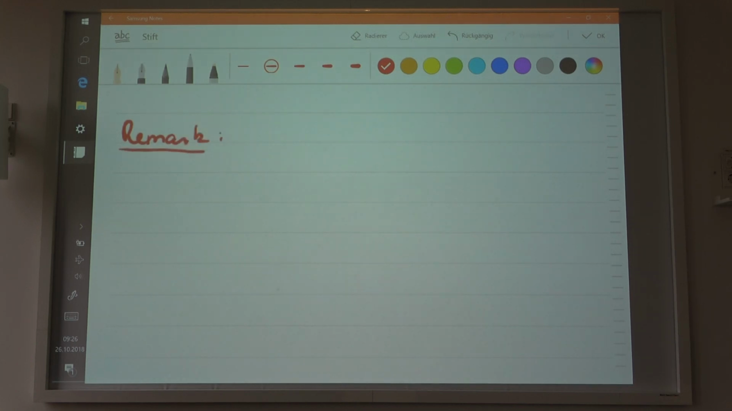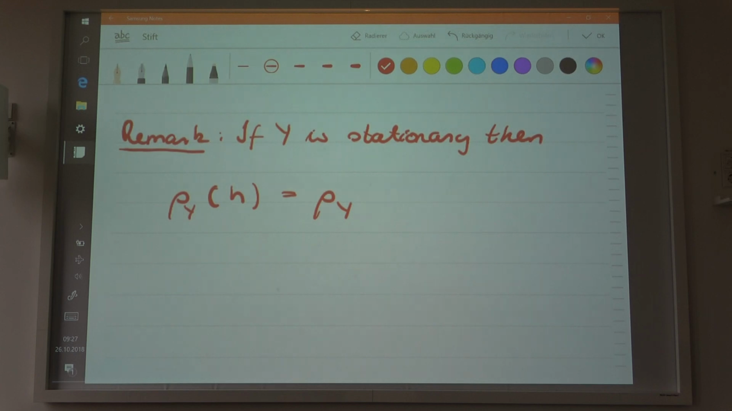Now, if we go further and look at further properties of a stationary process, let's say if y is stationary, then the autocorrelation of the process at point h, so for the time lag h, is the same as the autocorrelation of the process at time lag negative h. So when we look at stationary processes, we only use h being greater than 0, without loss of generality.